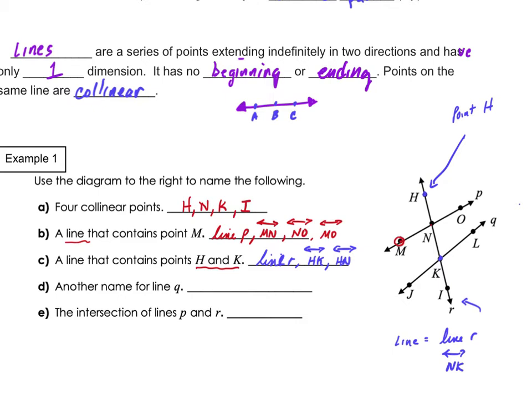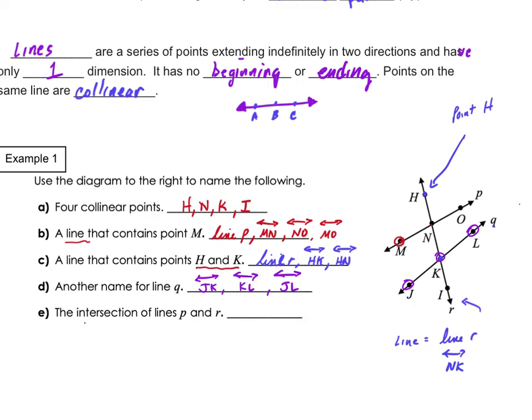And see here, another name for line Q. Okay, so here is line Q, and I have 3 points on line Q. I have L, K, and J. I only need 2 to name that line. So I could say that would be line JK. Could also be line KL, or even line JL. So all of those would be acceptable line names for line Q.